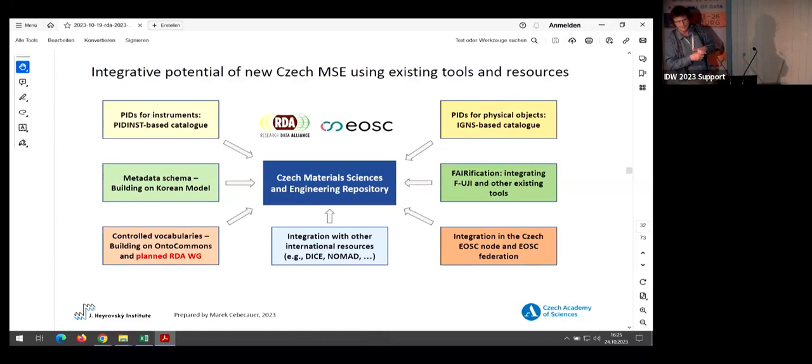I know in NFDI this is to some extent working, but there are already existing systems, so that limits you, whereas we can really take a fresh step in and connect, for example, the Korean model with the ontologies which are being developed throughout the world. Thank you very much.